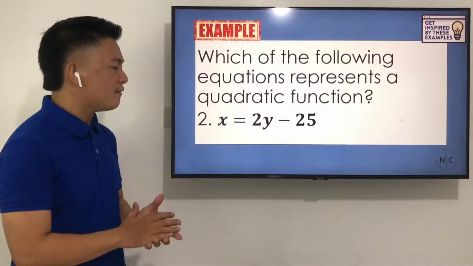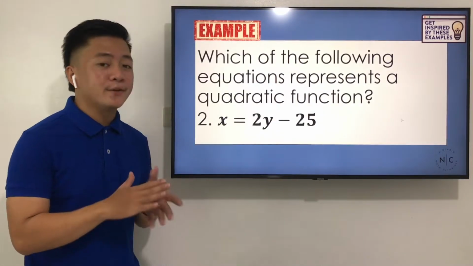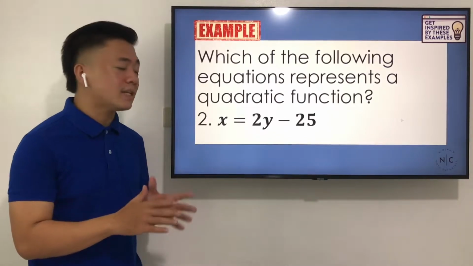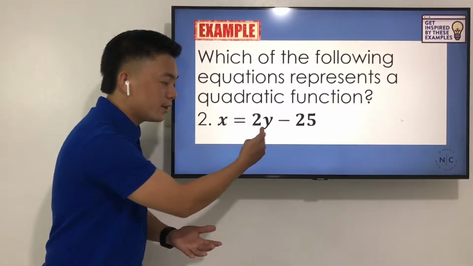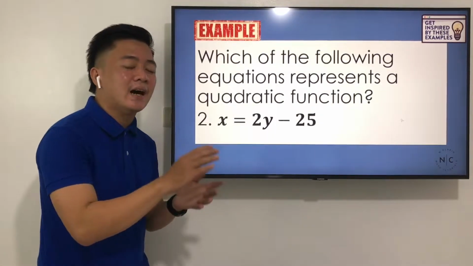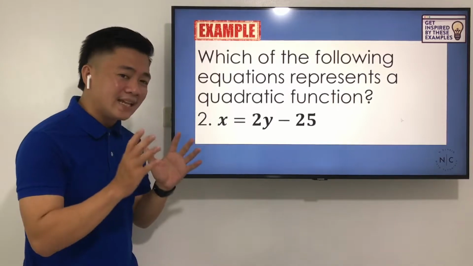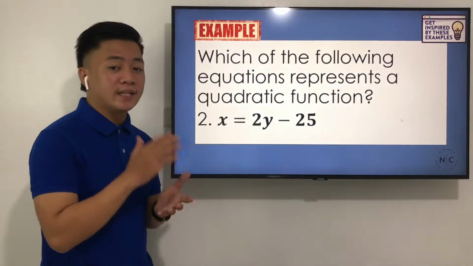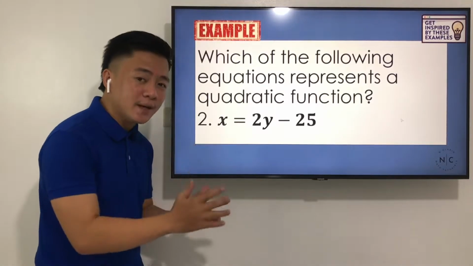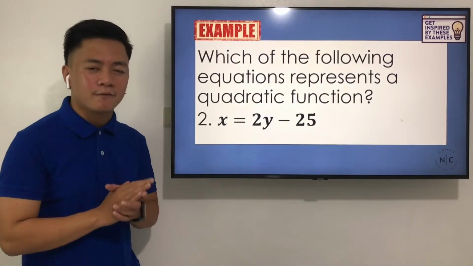Number 2, we have x is equal to 2y minus 25. So, titignan natin kung meron ba tayong x or meron ba tayong y. Meron tayong x, meron tayong y. Next, meron ba tayong highest degree na square dito? Dapat yung ating x ang may exponent na 2. So, dito yung x natin is wala siyang exponent na 2, which means this is not a quadratic function.